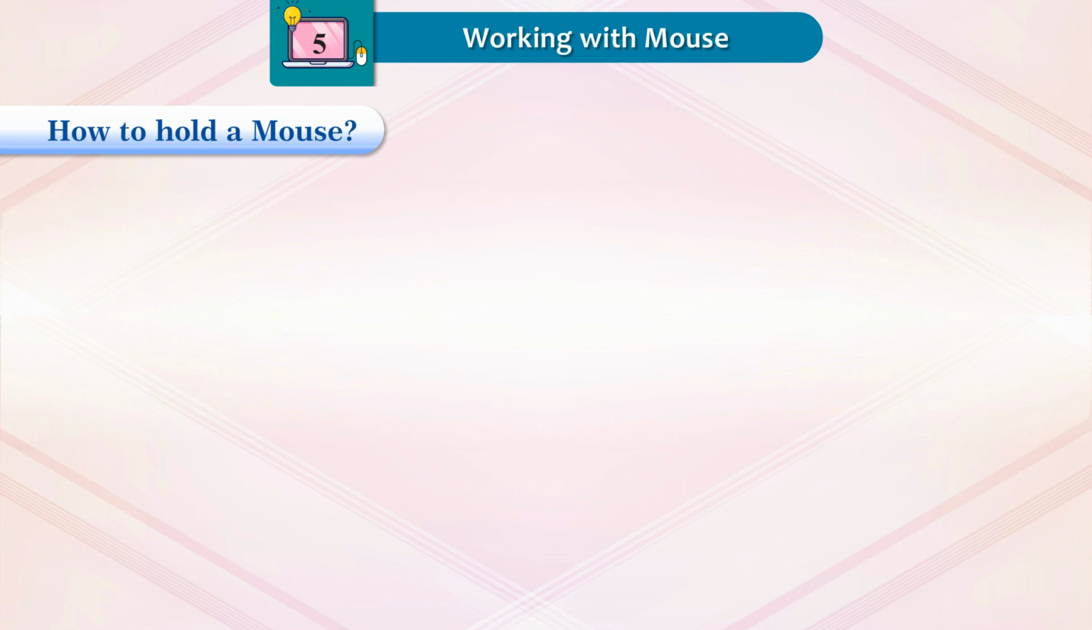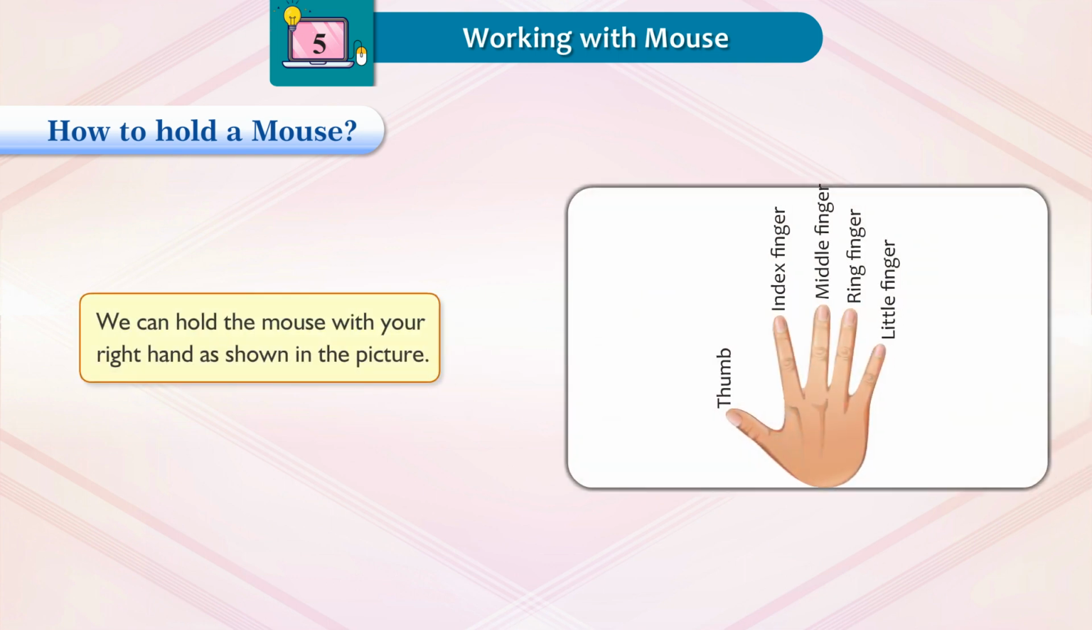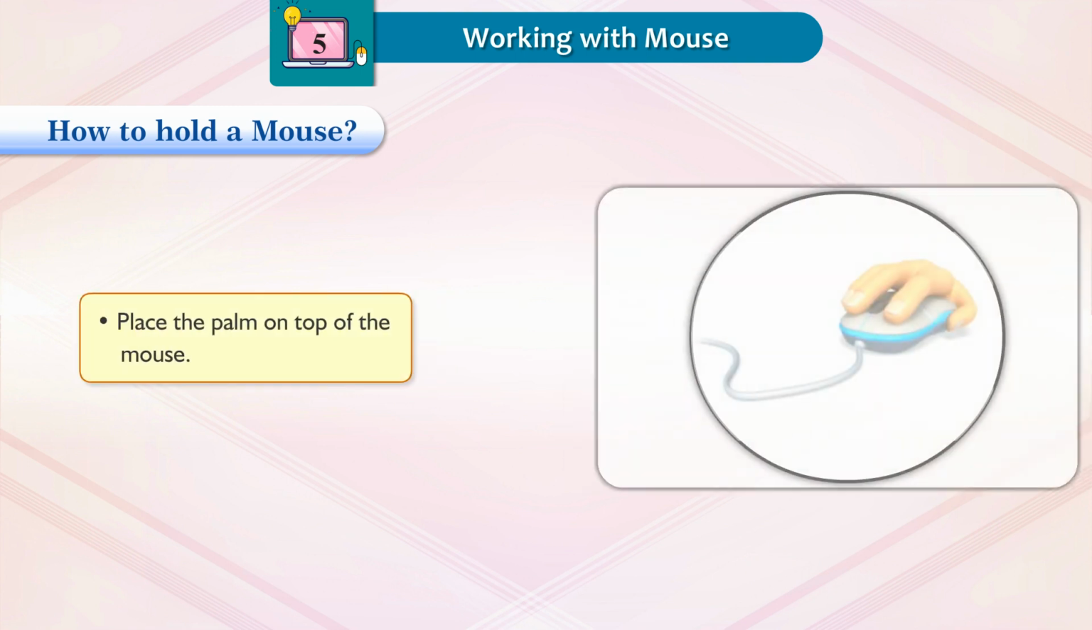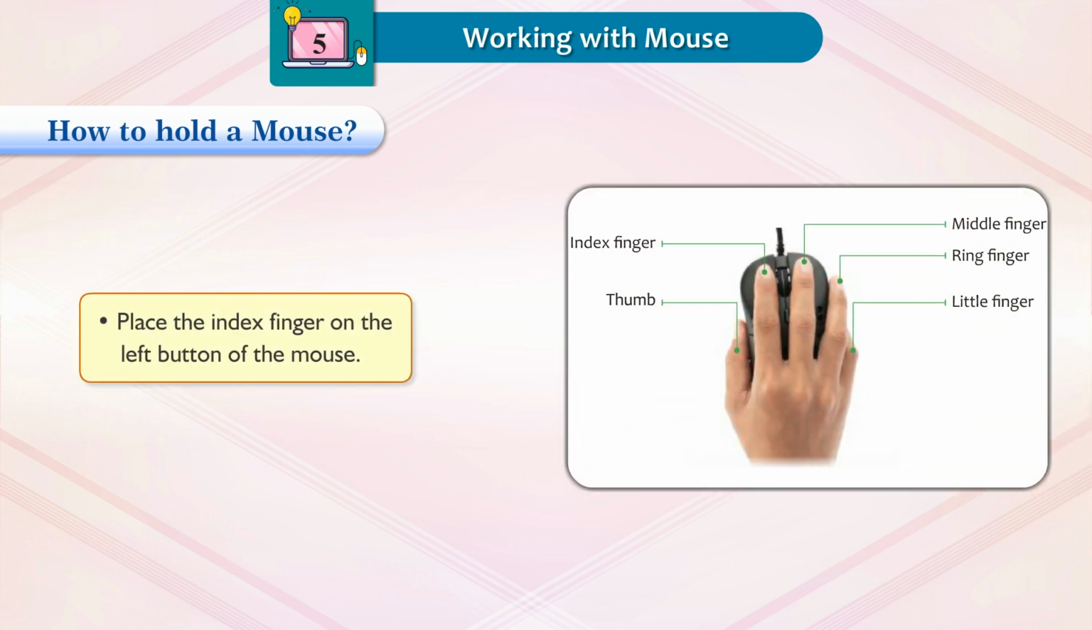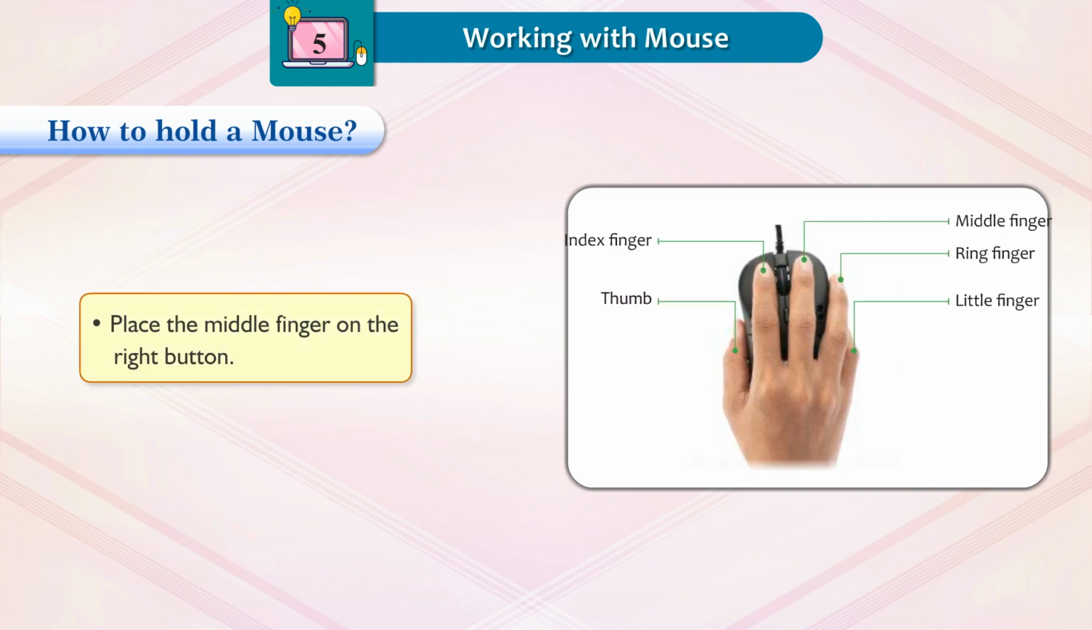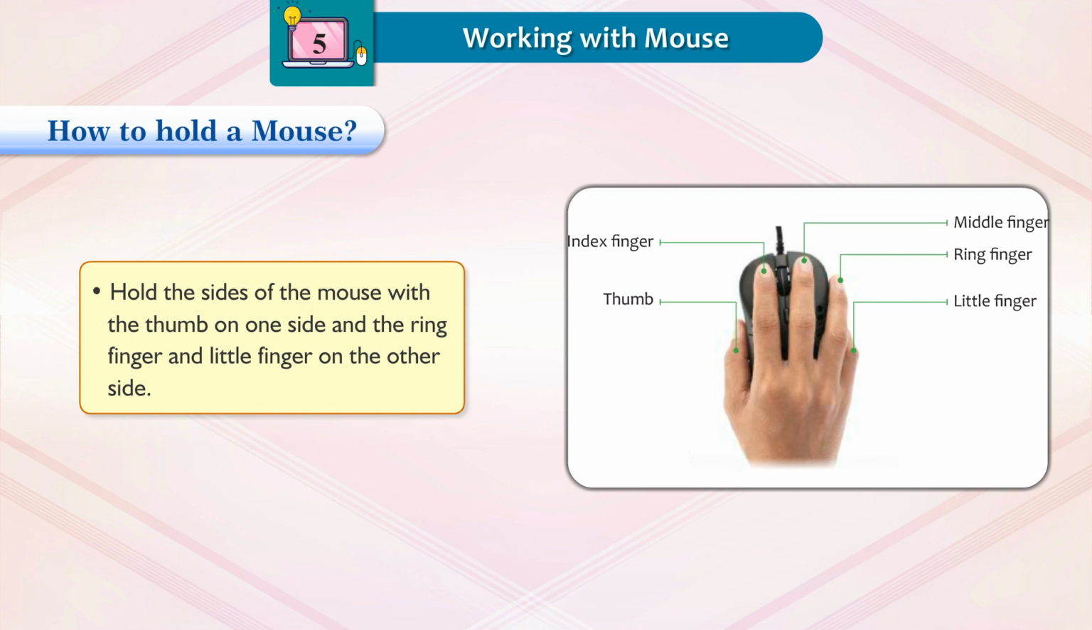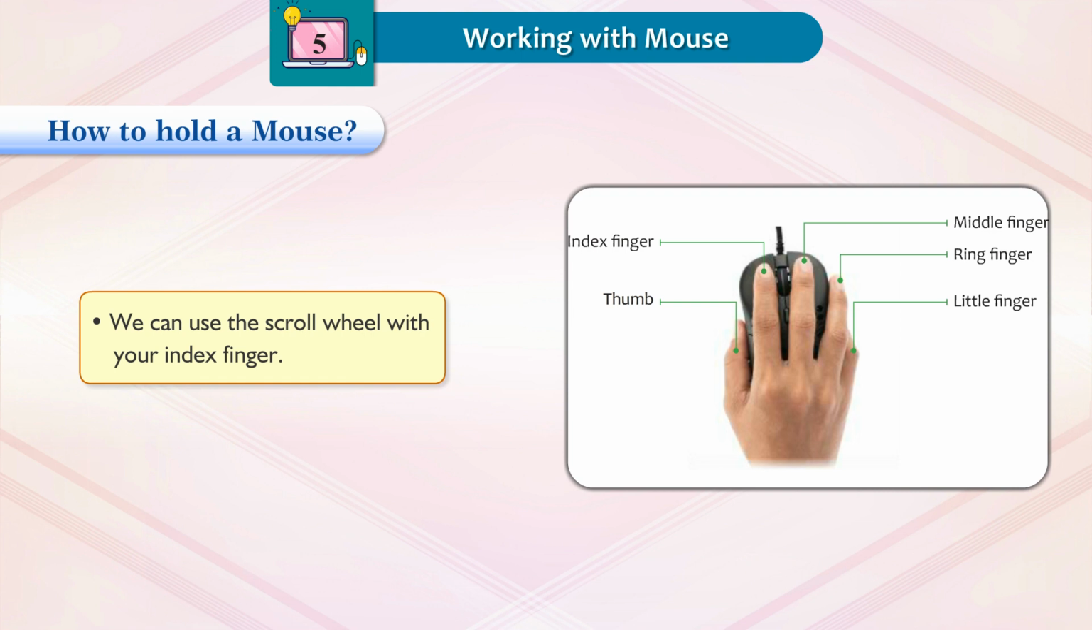How to hold a mouse? We can hold the mouse with your right hand as shown in the picture. Place the palm on top of the mouse. Place the index finger on the left button of the mouse. Place the middle finger on the right button. Hold the sides of the mouse with the thumb on one side and the ring finger and little finger on the other side. We can use the scroll wheel with your index finger.